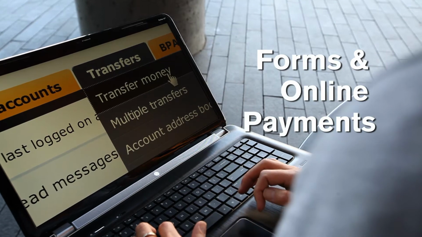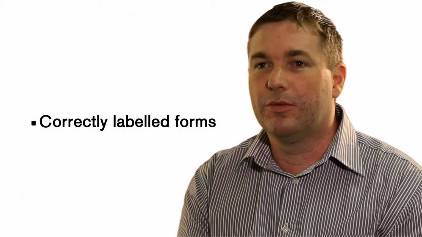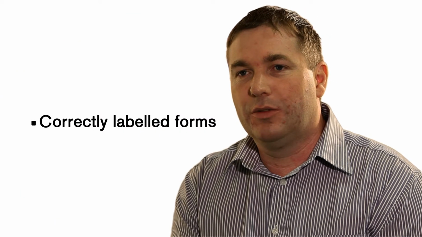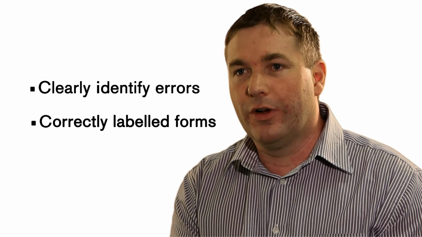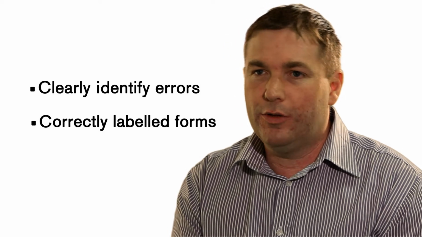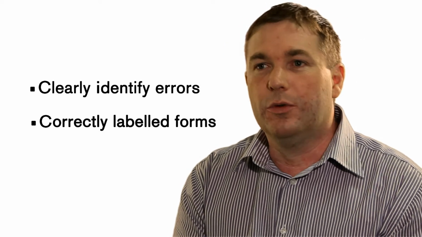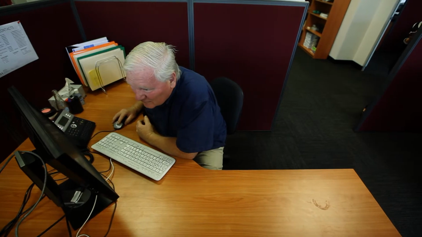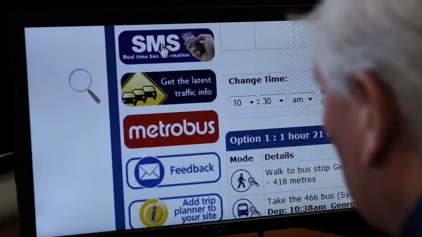Forms and online payments. Web content accessibility guidelines have two very clear things about forms that need to be addressed. One is to make sure that the form is correctly labelled so that people know exactly what needs to be input into a form. And the second one, to make sure that any errors are very clearly identified at the point where the error occurred. So if those two things are done, then that will make forms much, much easier for people with disabilities to use. Bruce Blackshaw, Teaching Professional.